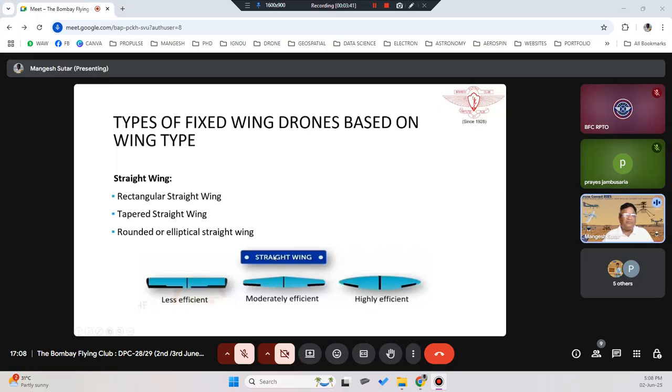So there are different types of fixed wings: straight wings, rectangular straight wings, tapered straight wings, or round or elliptical straight wings. As you see the shape, the rectangular ones, okay, they are less efficient. As the shape changes, they become very efficient. If you see the round or elliptical straight wings, they are very highly efficient. Can you tell me an example of these highly efficient rounded elliptical straight wings? Have you seen any kind of aeroplane with this kind of wings? Any idea?